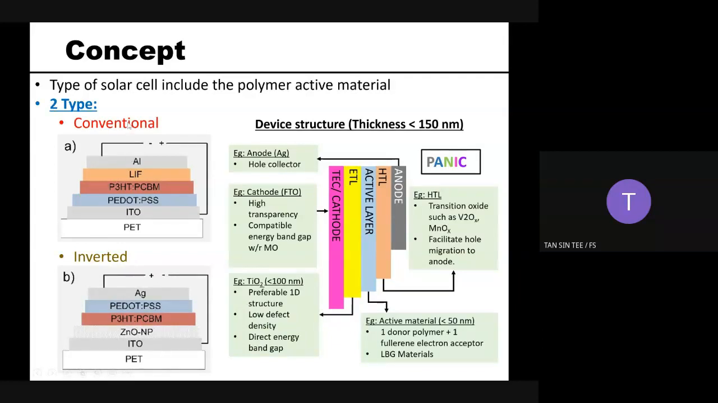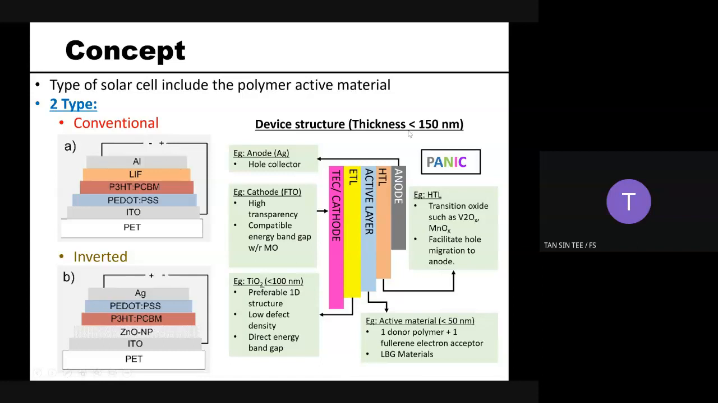If you look at the conventional, you have a PET, ITO, you have a PEDOT:PSS, the hole transporting layer, actually at the bottom. And then you have your active materials, and then you have your transporting material and you have the Al. But for the inverted part, your electron transporting layer is basically at the bottom part. So when the light is shining, the light is shining from this side. But for conventional, your light is shining from the top.